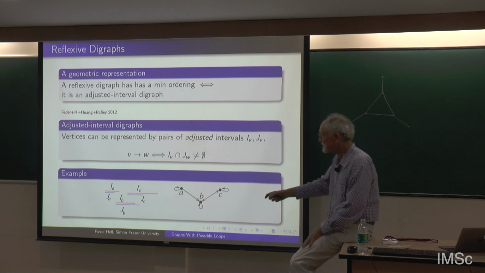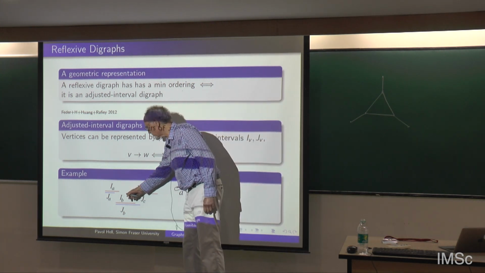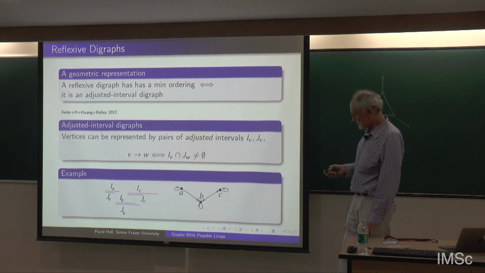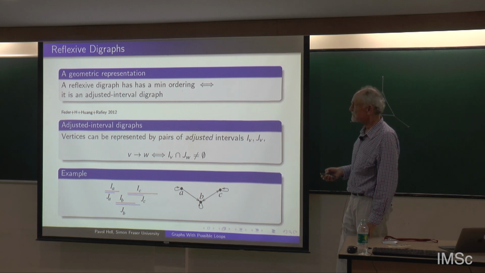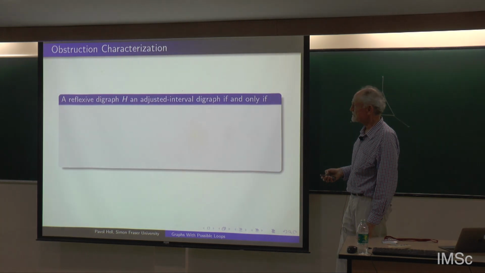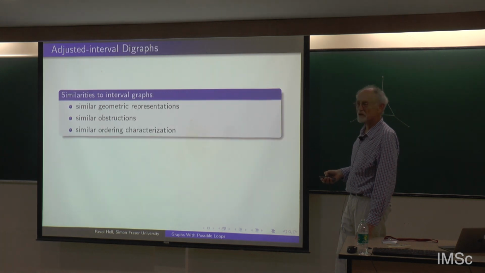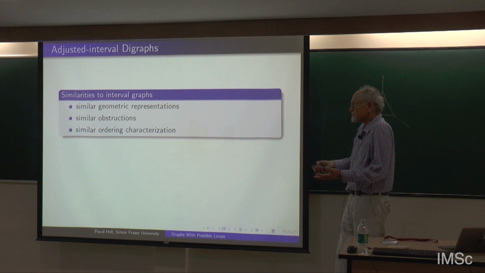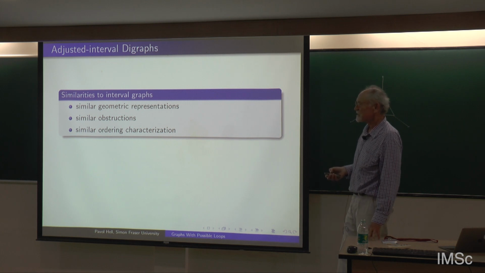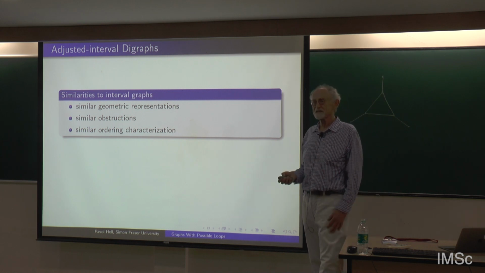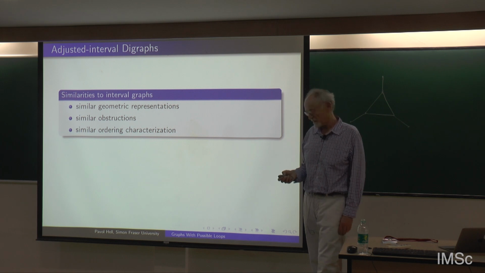Notice that these digraphs automatically have loops because the left endpoint is common to both intervals, so they intersect. So every vertex has a loop. So this turned out to be a good class of digraphs, generalizing interval graphs, and they can be characterized by the absence of invertible pairs, and they have similar obstruction characterizations like Lekkerkerker-Boland, and the geometric representation is also similar to interval graphs. So this is a successful extension of interval graphs into the world of digraphs, but it still doesn't touch the loopless, the irreflexive case.